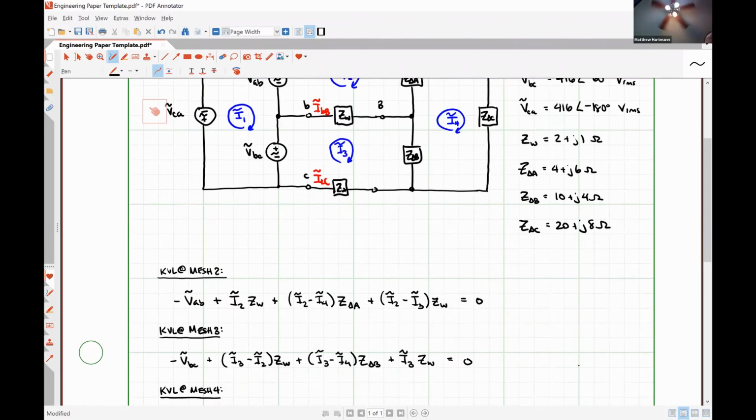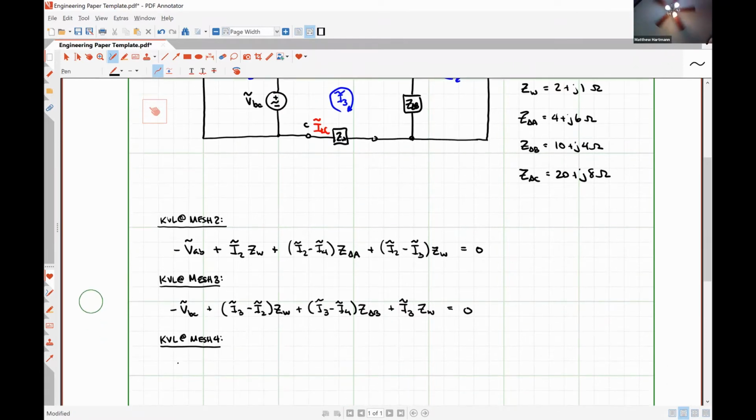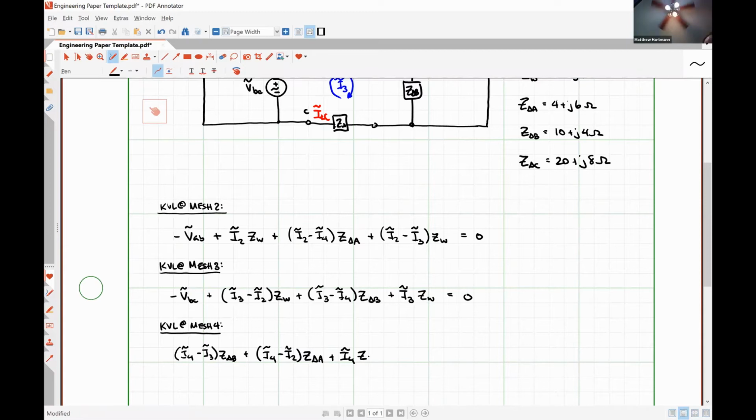KVL at mesh 4, starting at the bottom left-hand corner, we're going to see I4 minus I3 and Z delta B plus I4 minus I2 Z delta A plus I4 and Z delta C is equal to 0. So we have 3 equations and 3 unknowns. And because we're dealing with complex numbers, we're going to have to throw this stuff into MathCAD. So let's go ahead and do that and make sure that we have enough information to solve this thing. And if not, we'll talk about where we can get some extra equations.